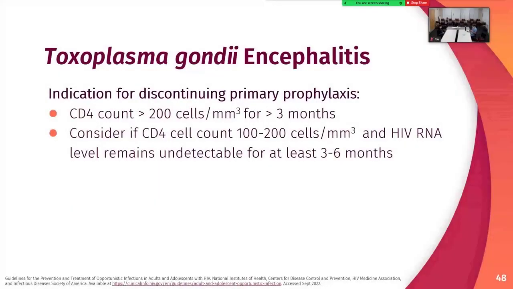For our indication for discontinuing Toxoplasma prophylaxis, this is going to be for patients with a CD4 count over 200 for at least 3 months. And then again, in those patients that have a delayed time for their CD4 count to recover, you could consider discontinuing if their CD4 is between 100 to 200 for at least 3 to 6 months.